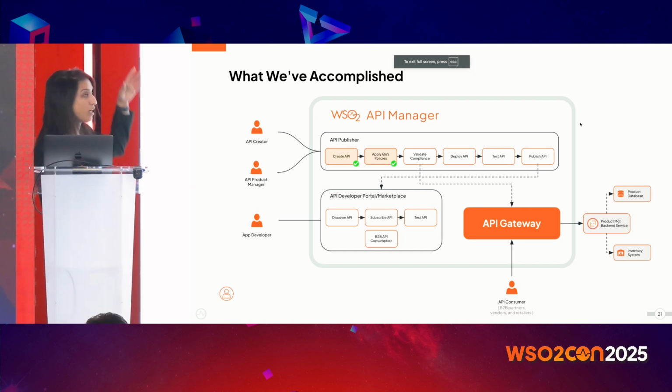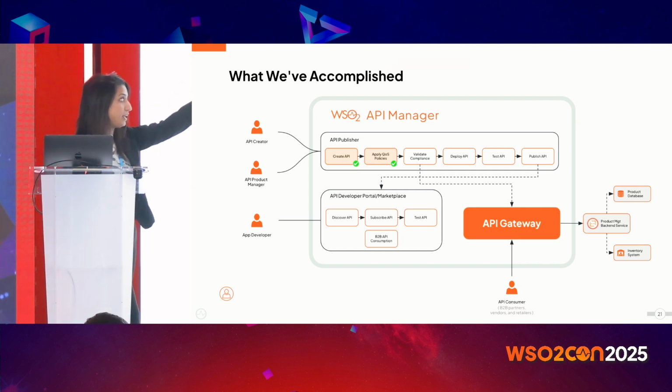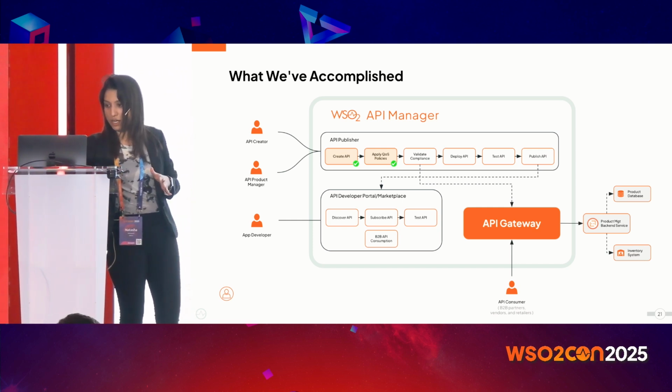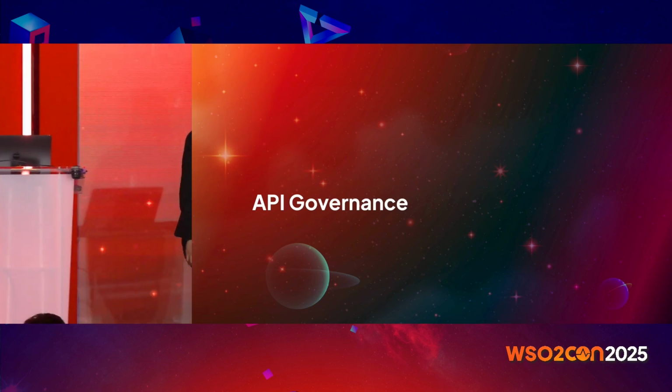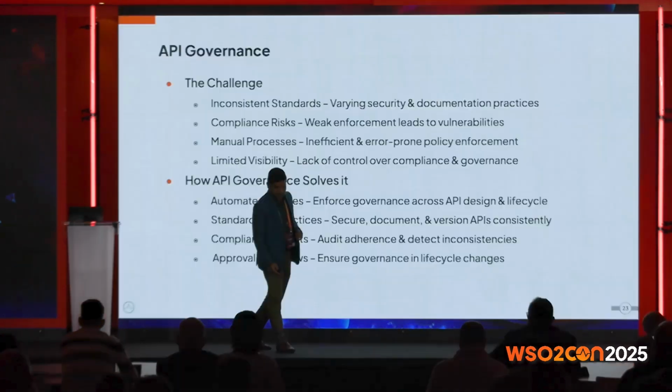So this is what we've accomplished so far in the session. So we created an API using AI, and we applied some quality of service policies. So now I'll hand it over to Pubudu to take you through the API governance. Can you hear me? Right. So I'll start with API governance.